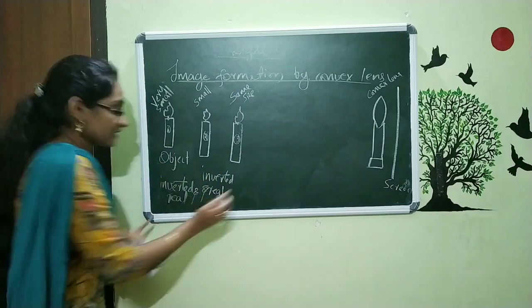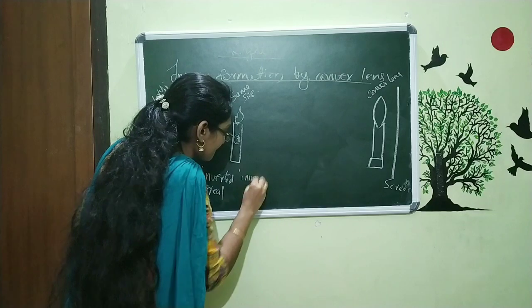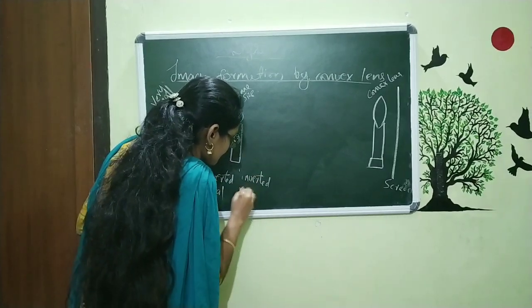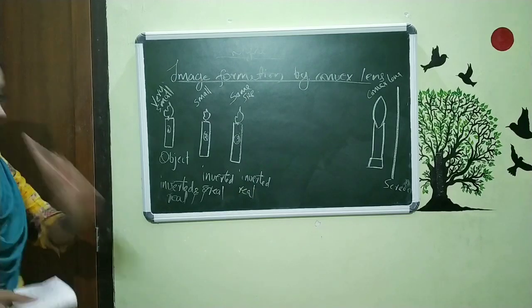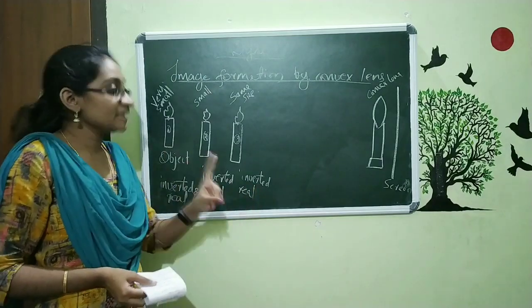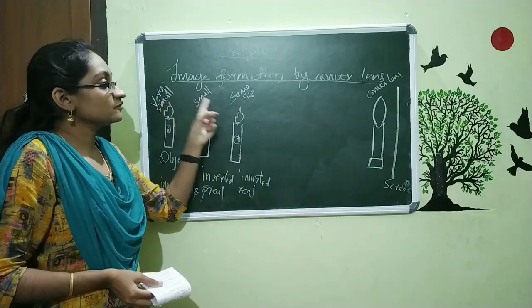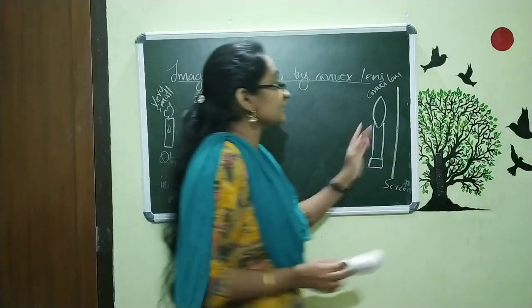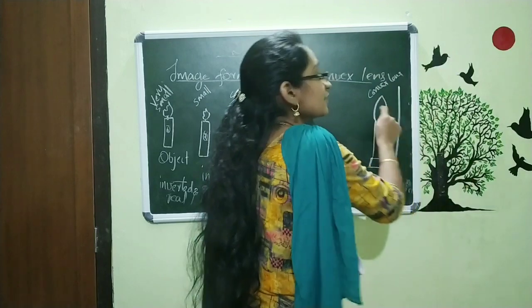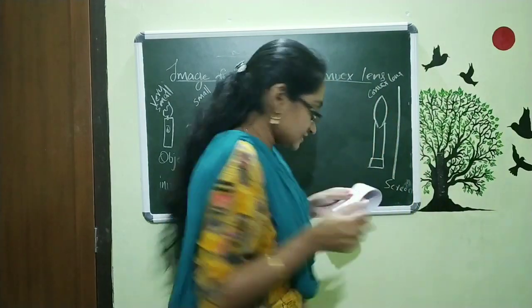But this is the same: inverted, real. For the third position also, our image is inverted, real. But the difference comes with the size of our image. Here also, you will get the image at the right side of our lens. This is the third case.